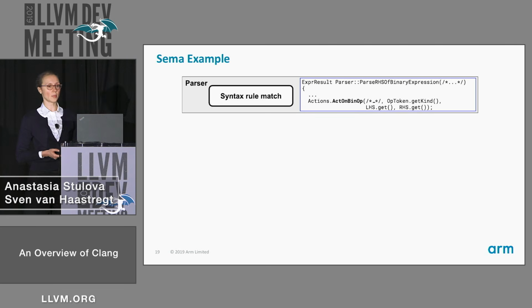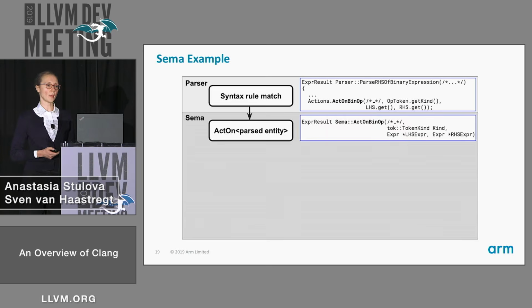Let's have a look at our example again. If you remember, our last frame was parsing the right-hand side of a binary expression. And as I mentioned, we successfully parsed it, matched the grammar rule in this case. And we are now ready to construct an abstract syntax tree representation of this particular operation. But before we do that, we actually call a SEMA method. And typically, the interface between parser and SEMA is using act-on-parsed-entity member functions of SEMA.